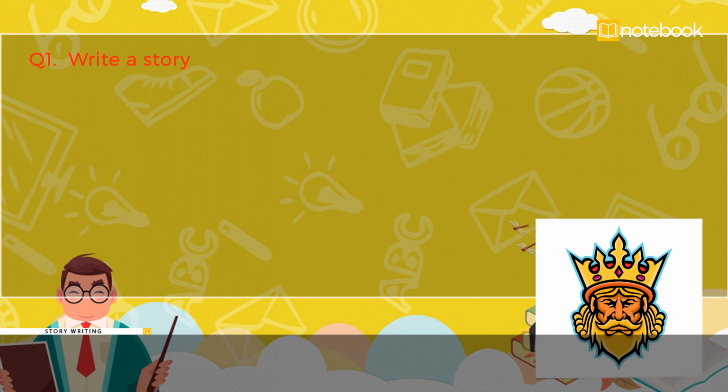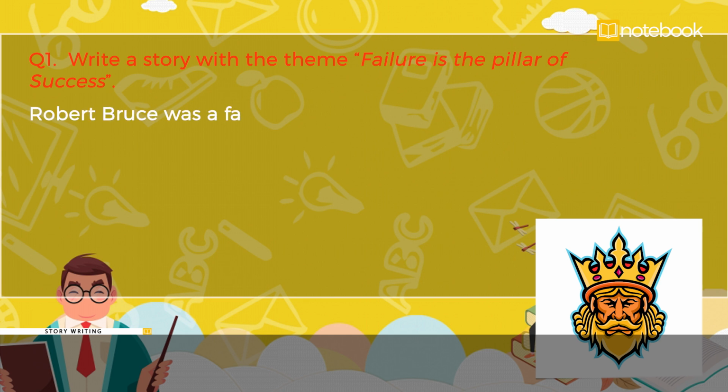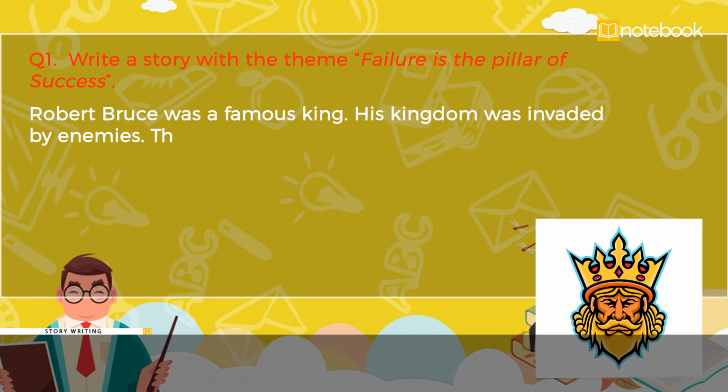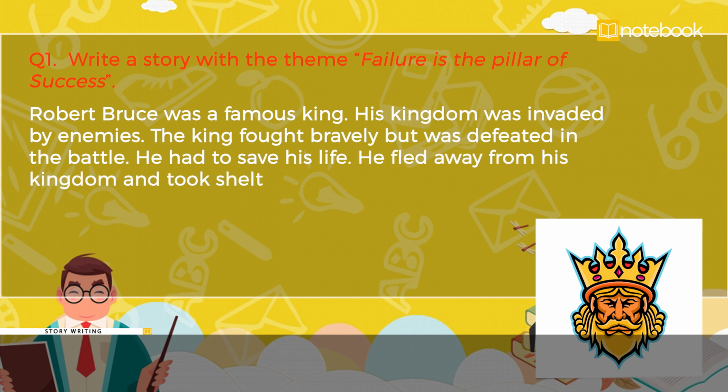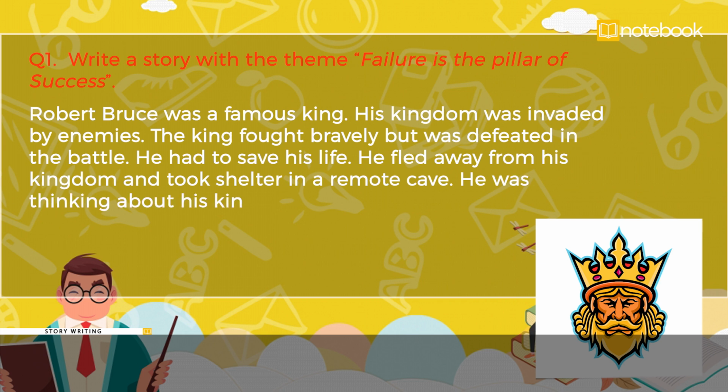Question: write a story with the theme "Failure is the pillar of success." Robert Bruce was a famous king. His kingdom was invaded by enemies. The king fought bravely but was defeated in the battle. He had to save his life. He fled away from his kingdom and took shelter in a remote cave. He was thinking about his kingdom and trying to think of ways to recover it.